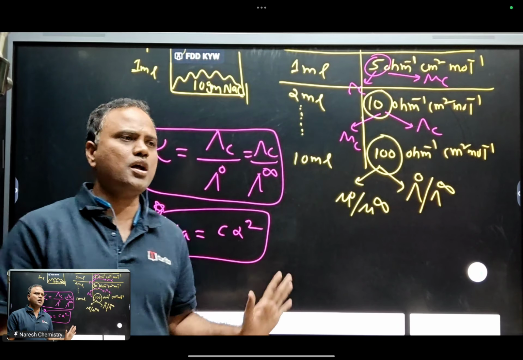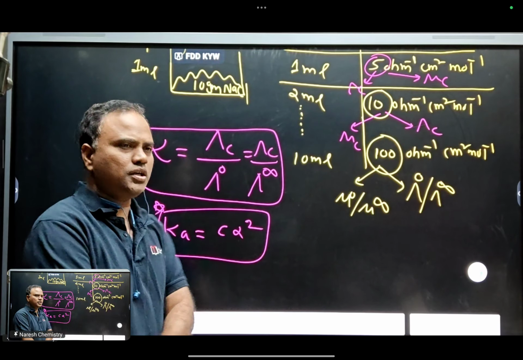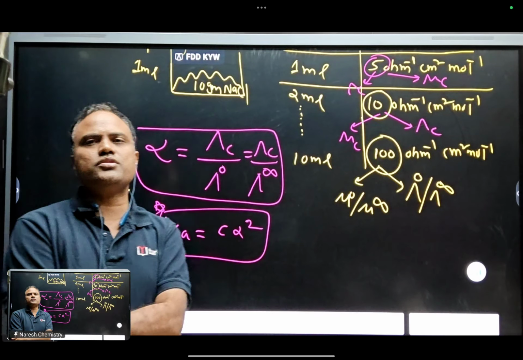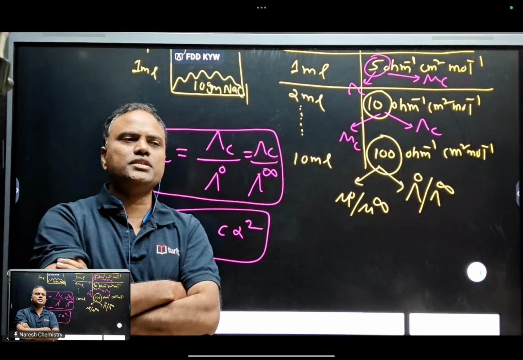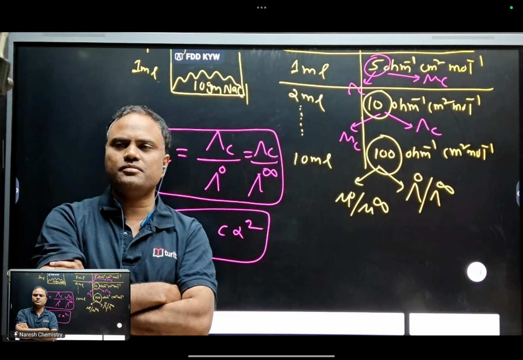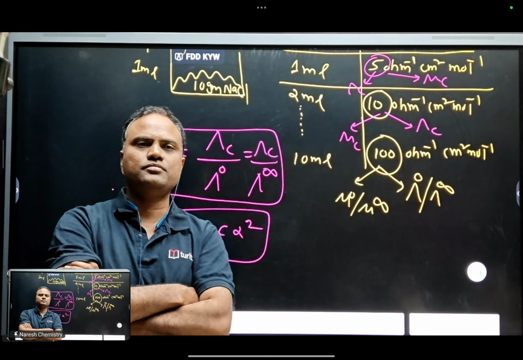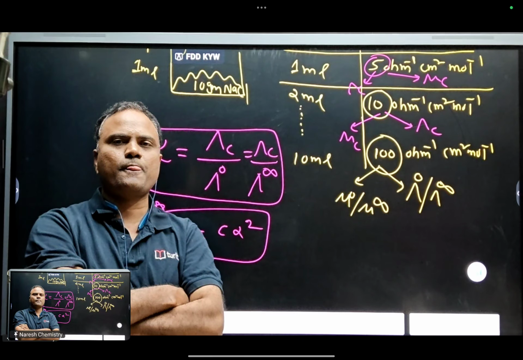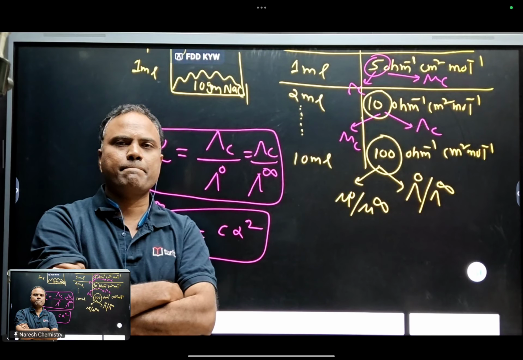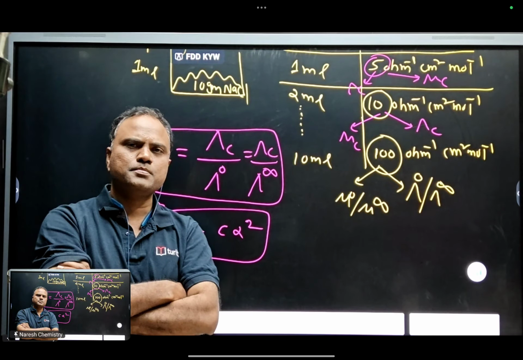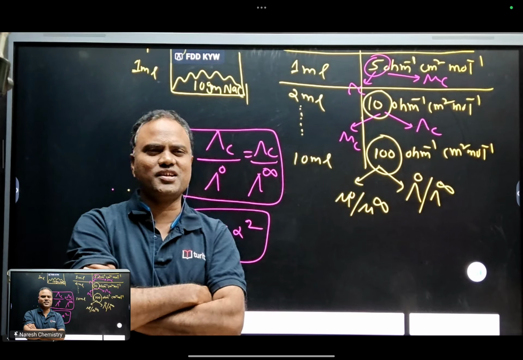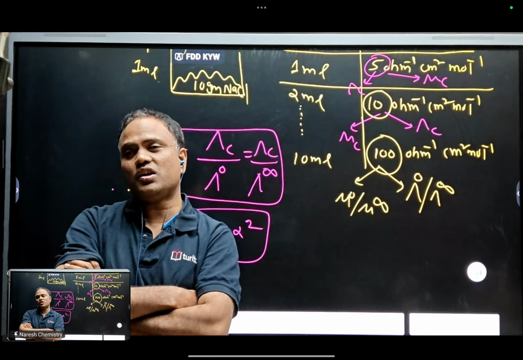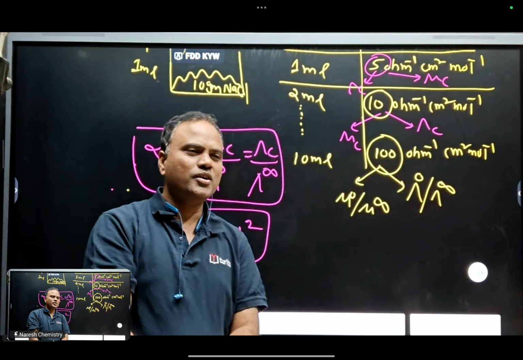Conductance at infinite dilution and normal conductance. Normal conductance is lambda C. Conductance at infinite dilution is lambda infinity. Clear? Right. Online students, you tell me, what is conductance at infinite dilution? Once again, please read the definition. Anybody? Salt undergoes complete dissociation, right? What is the condition? The salt should undergo complete dissociation. Then only we call the conductance as conductance at infinite dilution.